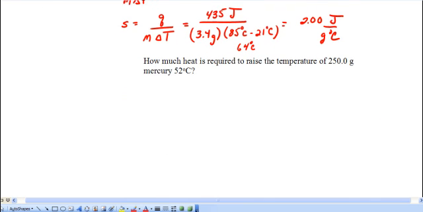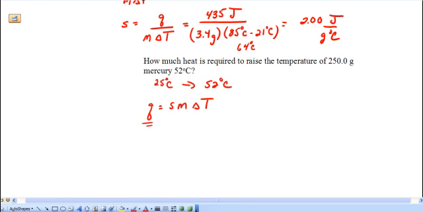Let's try one more. How much heat is required to raise the temperature of 250 grams of mercury at 52 degrees Celsius? And we actually need a final temperature here. So let's say that it's starting at room temperature. We'll say that it's starting at 25 degrees Celsius and it's going to go up to 52 degrees Celsius. How's that? So we have our Q equals S M delta T.